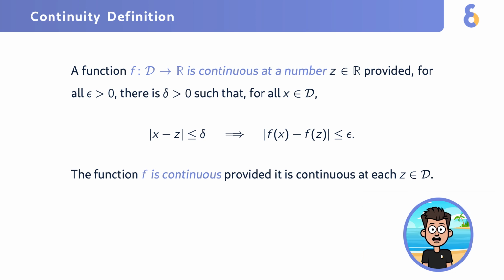We say a function f is continuous at a point z, provided for all epsilon greater than 0, there is some delta greater than 0, such that for all x in the domain D of the function, we have that the absolute value of x minus z less than or equal to delta implies that the absolute value of f of x minus f of z is less than or equal to epsilon. Further, we say the function is continuous if it is continuous at each point in its domain D.